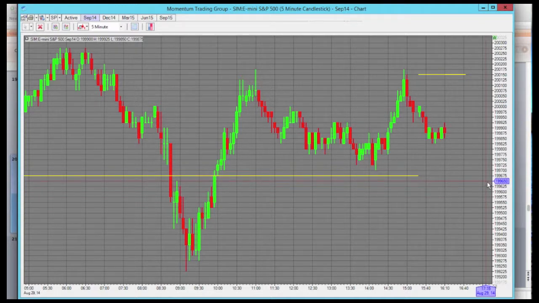2 points equals $100 on one contract. So you can just go from there and figure out how many contracts you're doing to figure a dollar amount. A 5 contract move, 2 points equals $500. And that just gives you a general idea of how the actual contract works.